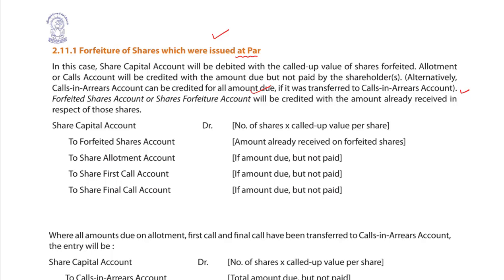Share capital account debit, number of shares multiplied by called up value per share. To forfeited shares account, amount already received. To share allotment account, amount due but not paid. To share first call, amount due but not paid. To share final call, amount due but not paid.